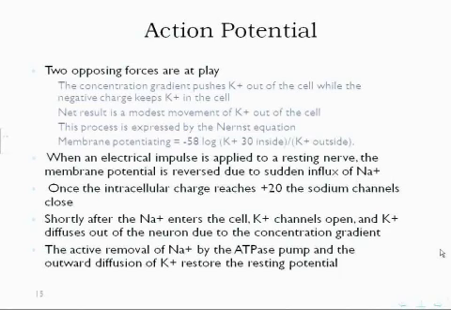Okay. There are two opposing forces constantly in play when you're talking about the actual axon. The concentration gradient pushes potassium out of the cell, while the negative charge keeps potassium in the cell. And then the net result is a modest movement of potassium out of the cell. This process is expressed by the Nernst equation.